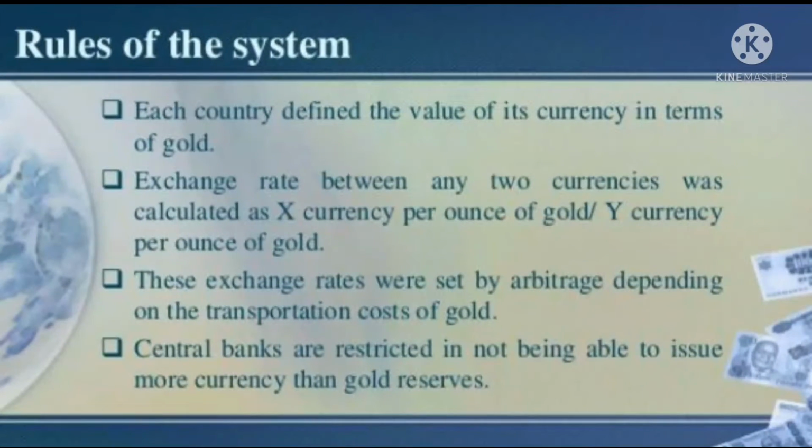Rules of the system. First, each country defined the value of its currency in terms of gold. Second, exchange rate between any two currencies. These exchange rates were set by arbitrage depending on the transportation cost of gold. Fifth, the central banks were restricted and not able to issue more currency than gold reserves.